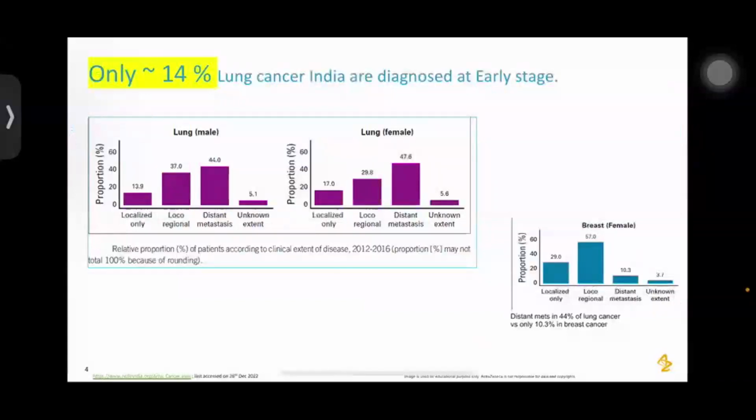Only 14% of lung cancers in India are diagnosed at an early stage. If you see the graph, distant metastases are 44% in males and 48% in females. In the bottom right, breast cancer is the most common, but the majority are early or locoregional, and distant metastases are only 10% compared to 44% in lung cancer patients.